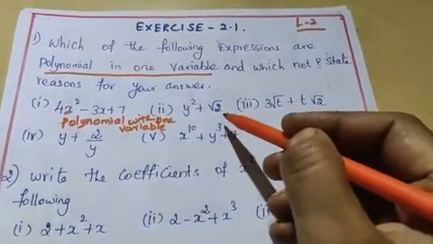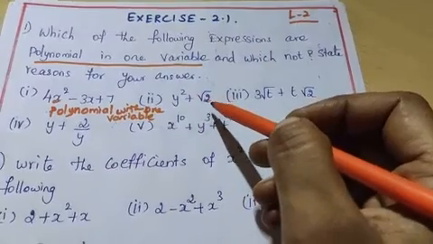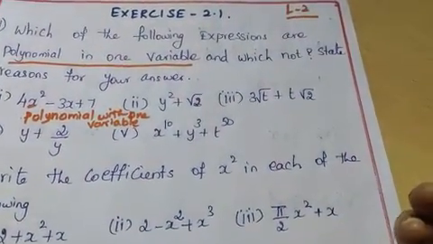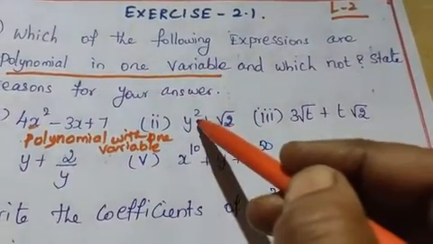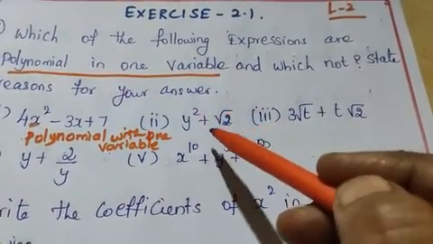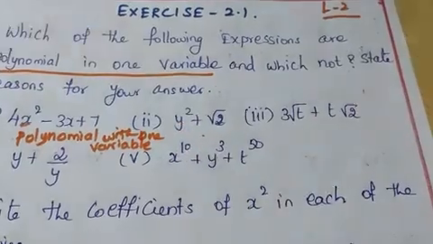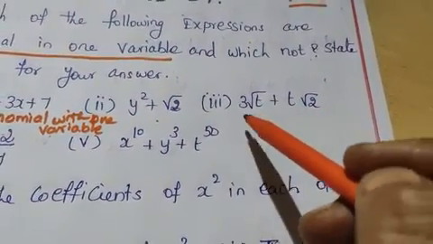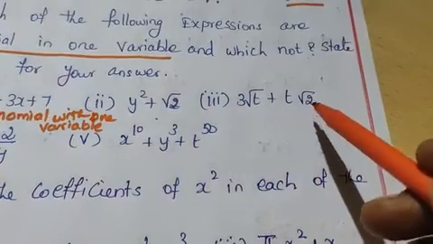And come to the second question, y squared plus root 2. We don't need to check the constant. The constant can be an irrational number, but we have to check the power only. The power is positive, so it is also a polynomial in one variable. And come to question number 3: t plus 3 root 2, wait, 3 root 2 plus root t.